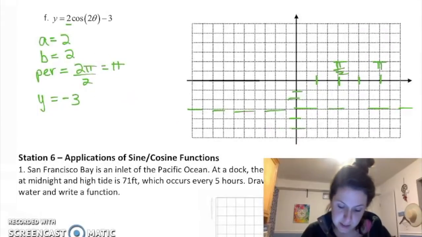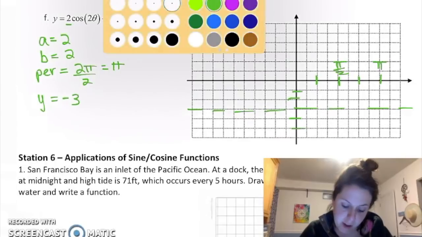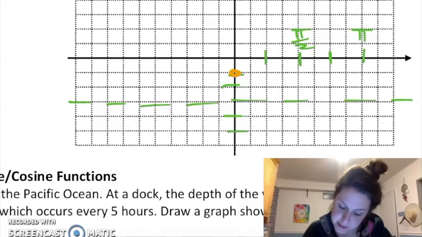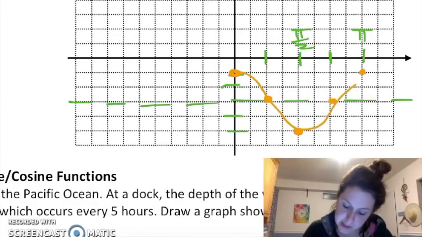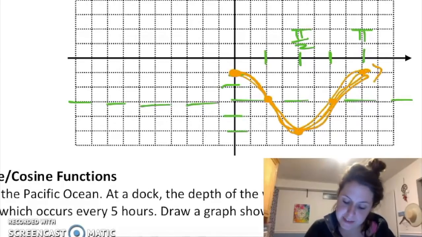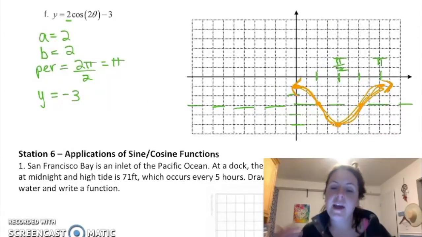And you could label these pi over 2, pi over 4, etc. if you wanted. And then what I know is that this is a cosine curve. So cosine should start from its max, go to its midline, go to its min, back to its midline, back to its max. And so that would look like that, right? You could repeat it on the other side. This should have arrows on the end because they don't give us a restricted domain.